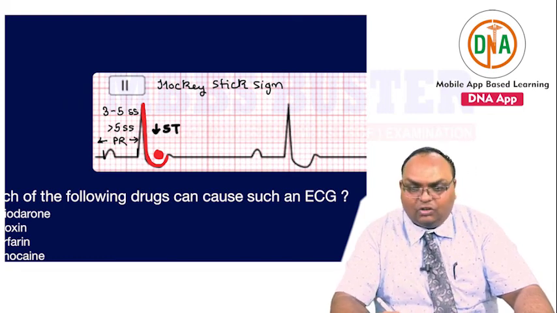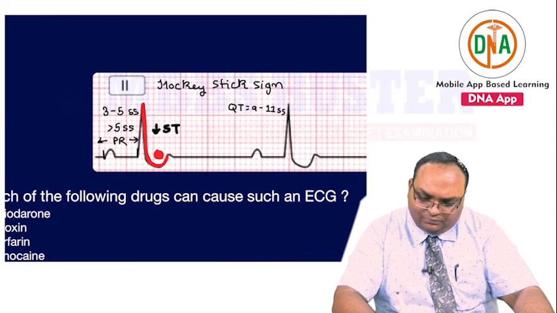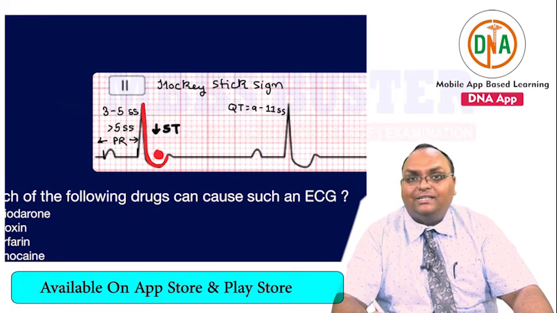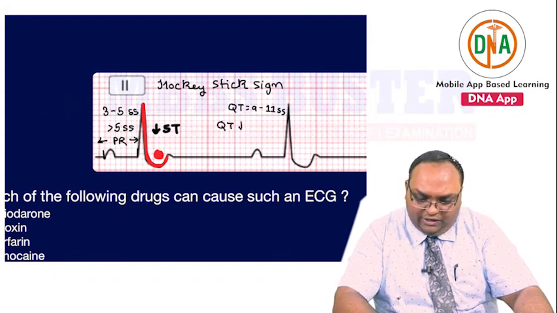And talking about the QT interval, usually QT interval normally is 9 to 11 small squares, and that means 360 to 440 milliseconds. And sometimes associated with this drug use, you could find a QT shortening.